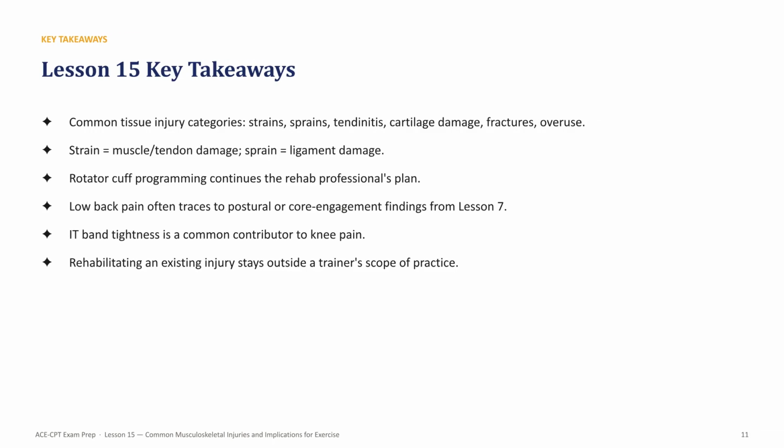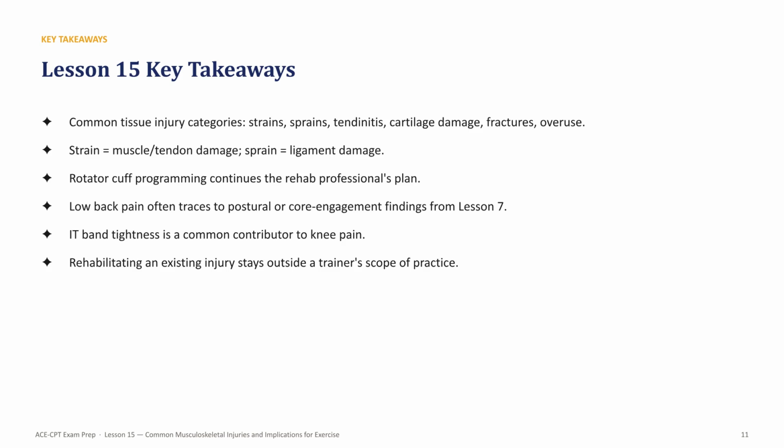Let's pull together everything we covered in Lesson 15. Common tissue injury categories are strains, sprains, tendinitis, cartilage damage, fractures, and overuse. Remember the distinction. Strain means muscle or tendon damage, while sprain means ligament damage. Rotator cuff programming continues the rehab professional's plan. It's never designed independently by the trainer.